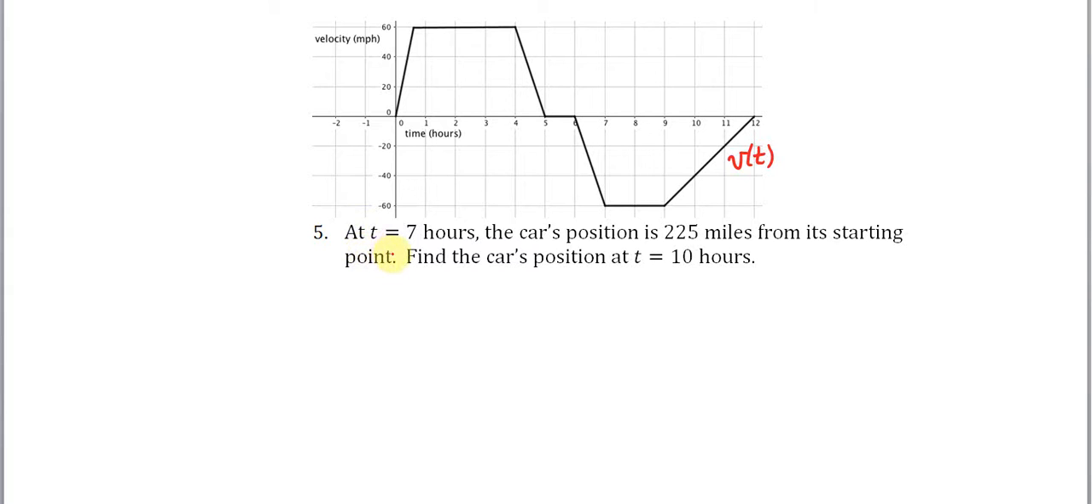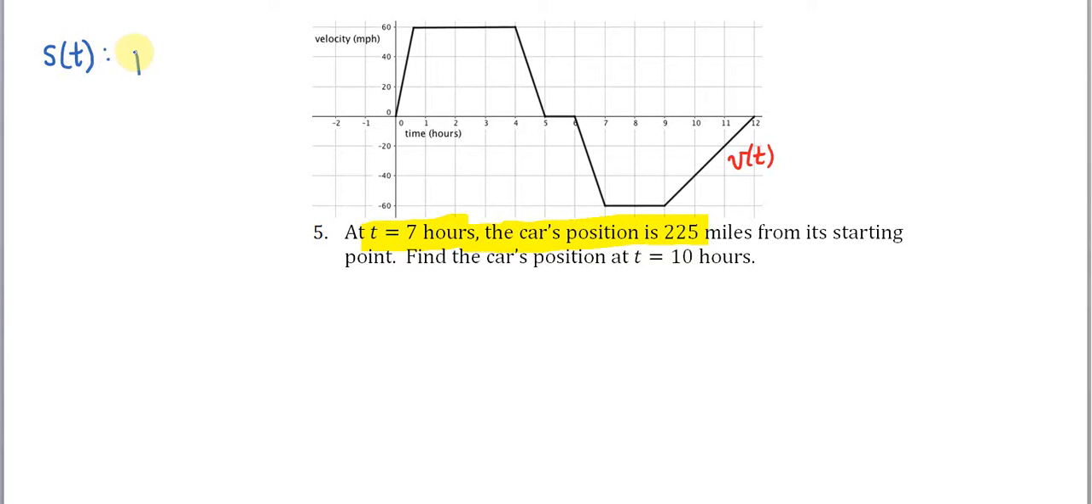At t equals 7 hours, the car's position is 225 miles from its starting point. There's no way for us to figure this out just by looking at the graph. This is external information, a point of reference. On the side here, I'm going to define some new functions and variables.